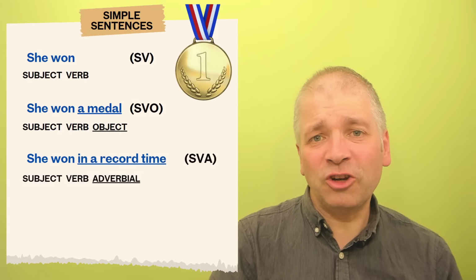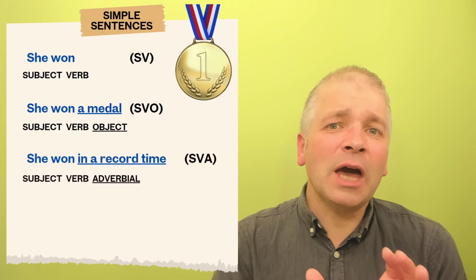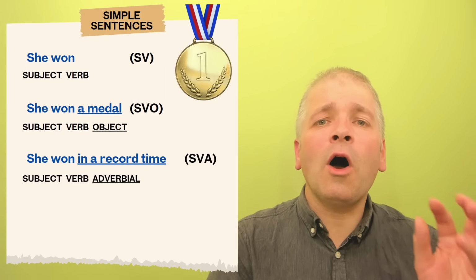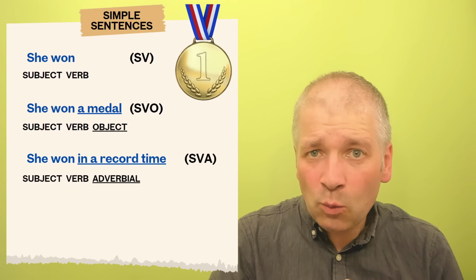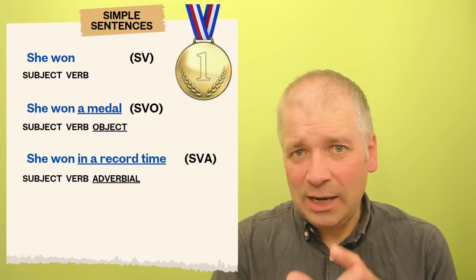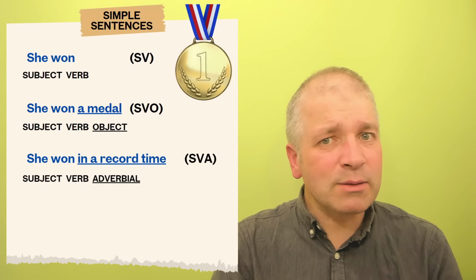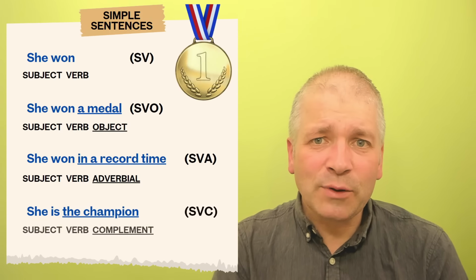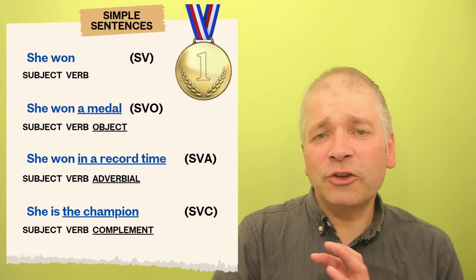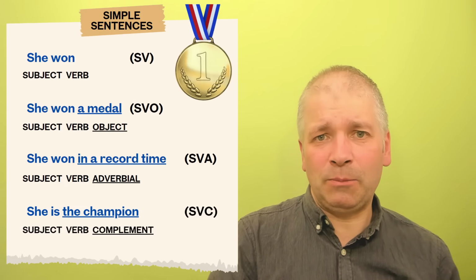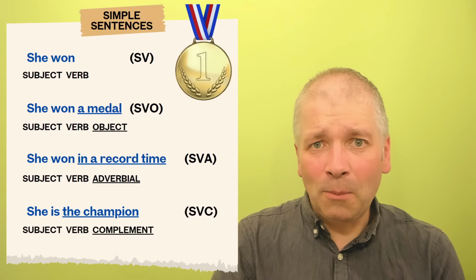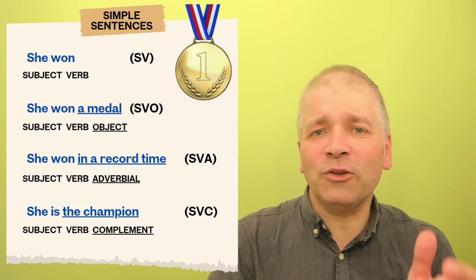We can also have subject, verb and adverbial. Here the adverbial gives extra information either about the verb or the whole sentence before. So she won. How did she win? Well, she won in a record time. So in a record time describes the whole of the rest of the sentence. Or we can have subject, verb, complement. She is the champion. Here, the champion describes the subject. So she is the champion: subject, verb, complement. The complement tells us more about the subject.